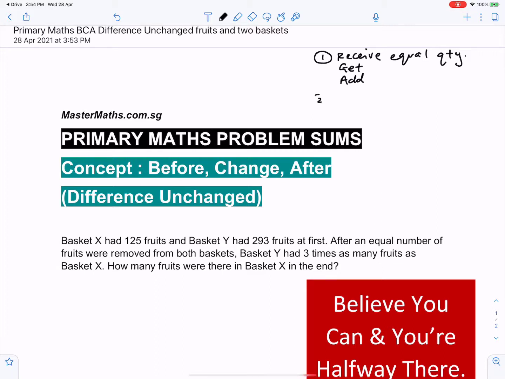Second case, give away equal quantities, short form again. Give away can also mean donate or spend. All this means the same thing. Third scenario, age related questions. This is when the difference will remain unchanged.